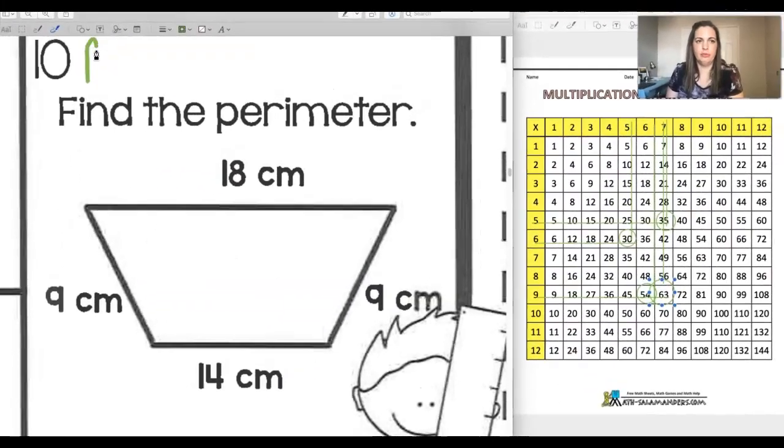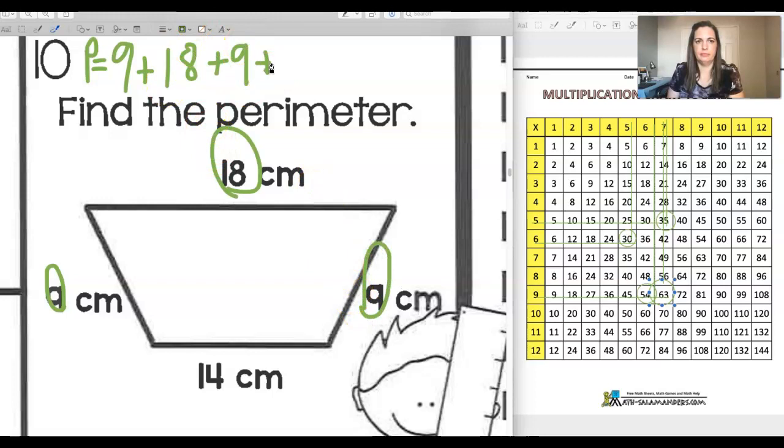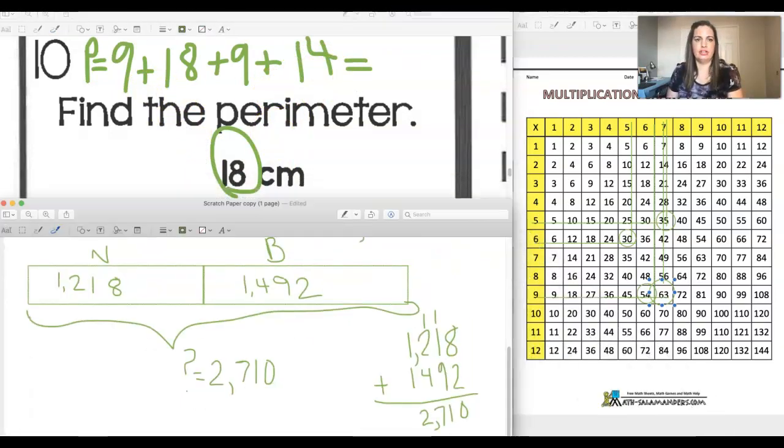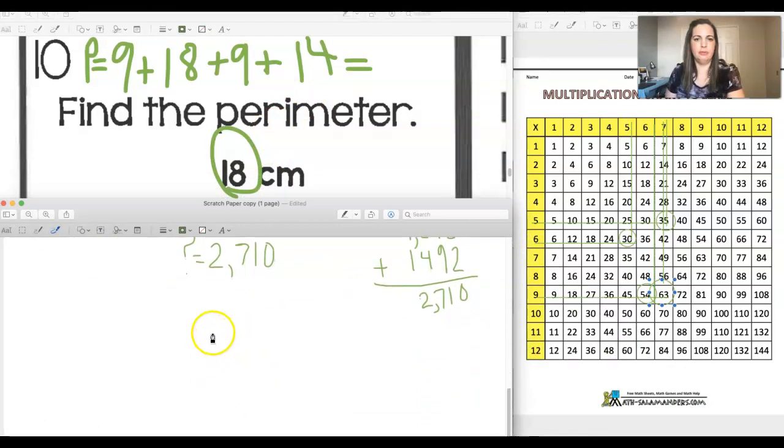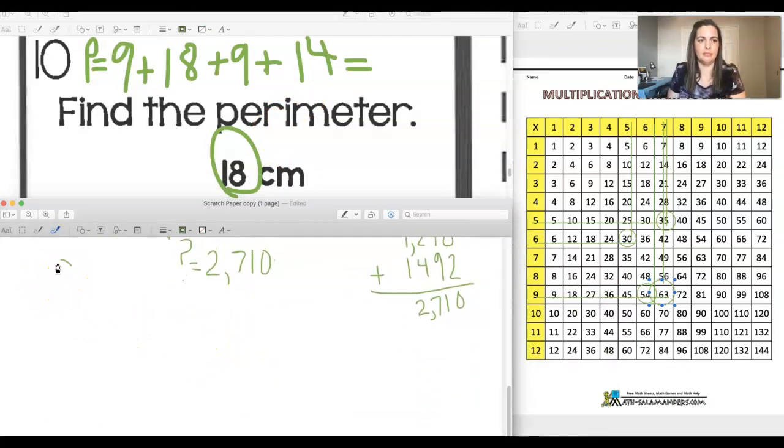Okay, so since we know perimeter means add up all the sides, I'm going to say 9 plus 18 plus 9 plus 14. Now some of you might be able to add it this way, but for others you might need to use your scratch paper. So let's go to our scratch paper and we're going to add it up. Remember, you're going to add everything up so it lines up with the ones place, and when we're adding, it's okay to change the order. Only when you're adding you can change the order.